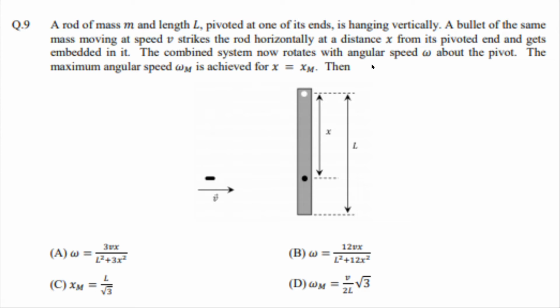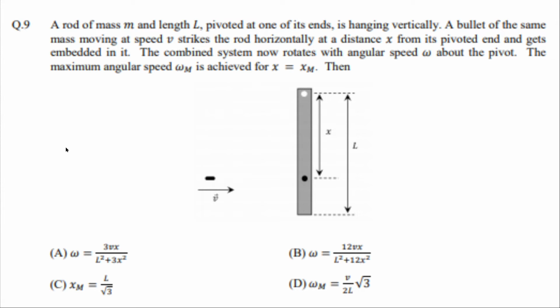Let the combined system now rotate with angular velocity omega about the pivot. The maximum angular speed omega m is achieved at x equals xm. Then we are required to find this xm and omega m and omega. So without wasting any time, we'll just start.